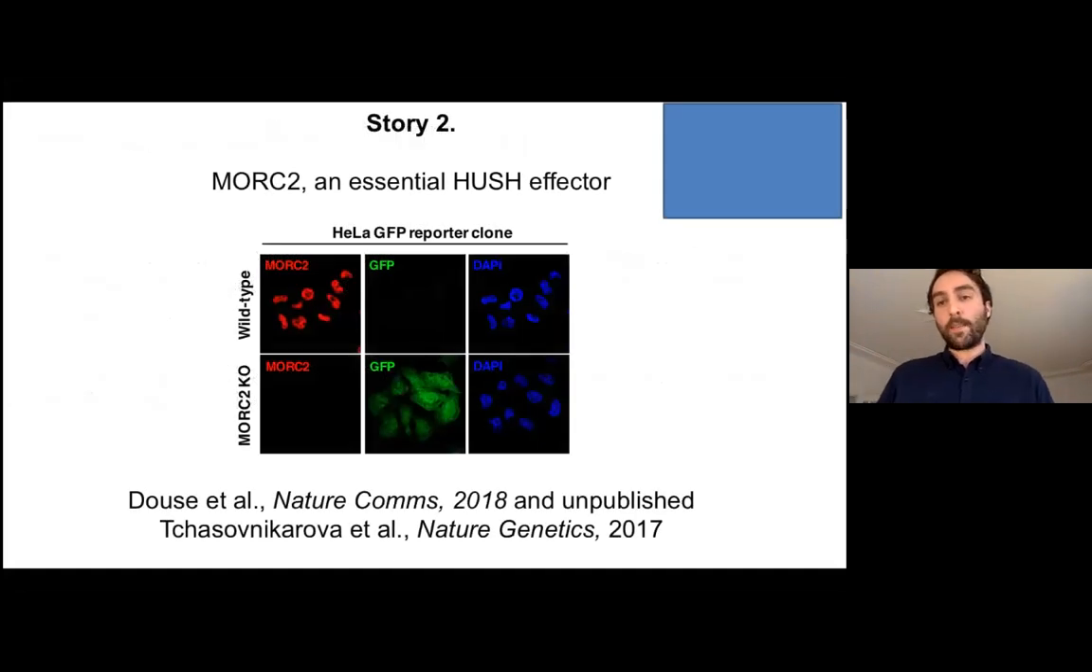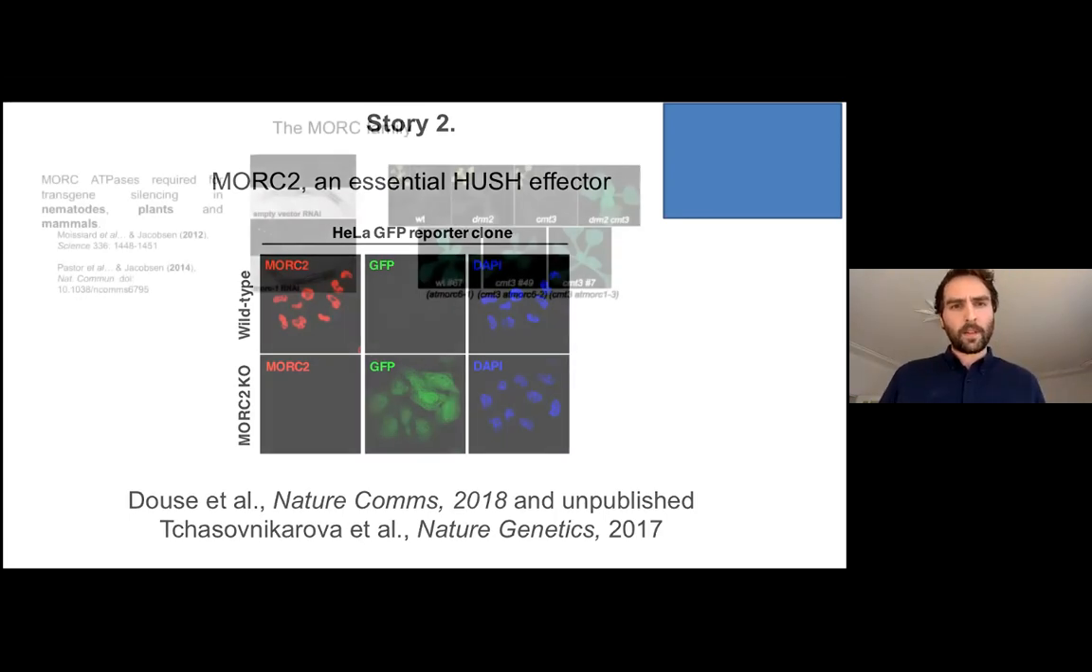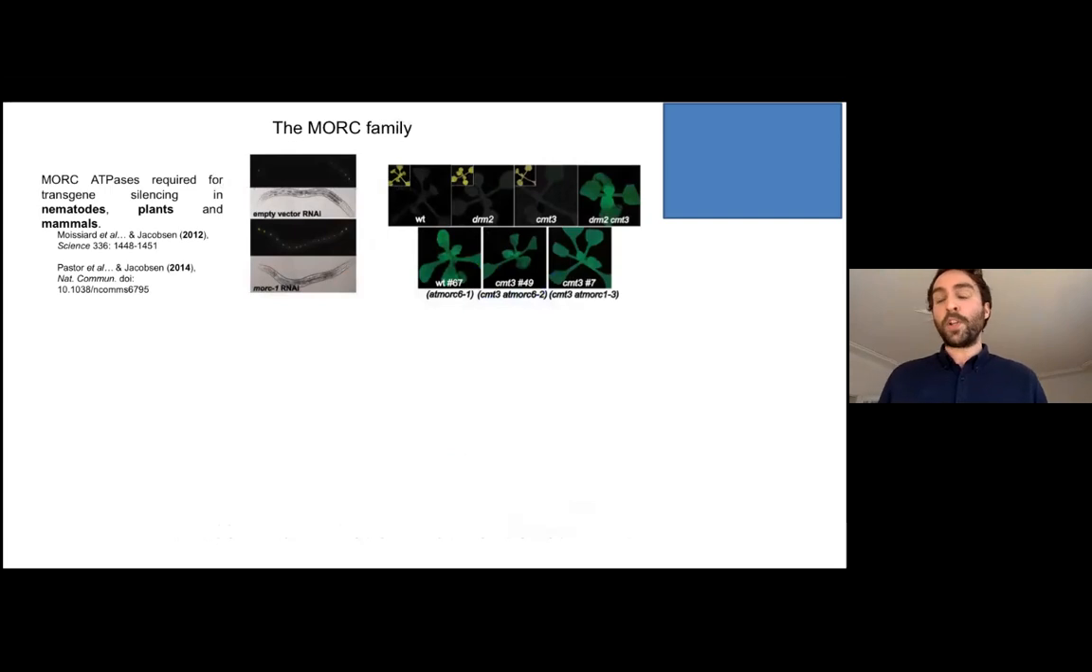So story 2 is about a protein called MORC2, and MORC2 is an essential effector of HUSH, as depicted here. If you wipe out MORC2, this GFP viral construct becomes bright again. So the MORC family, there was a bit more known about compared to what we started with Taser. And MORCs are known to be ATPases, which are responsible for transgene silencing in many walks of life, including nematodes, plants, and mammals. And since I made this slide, they've even been found in parasites.